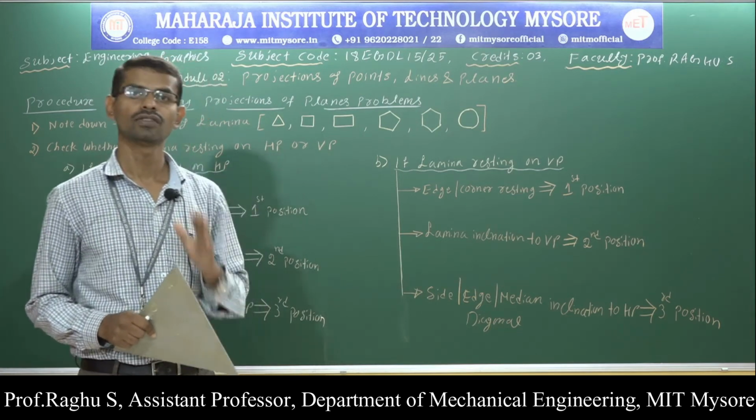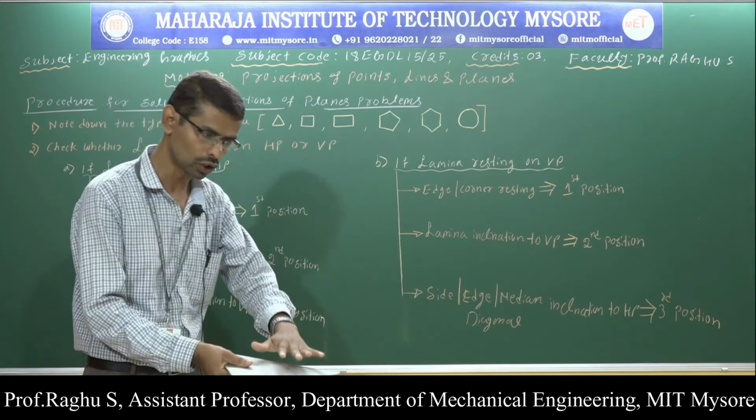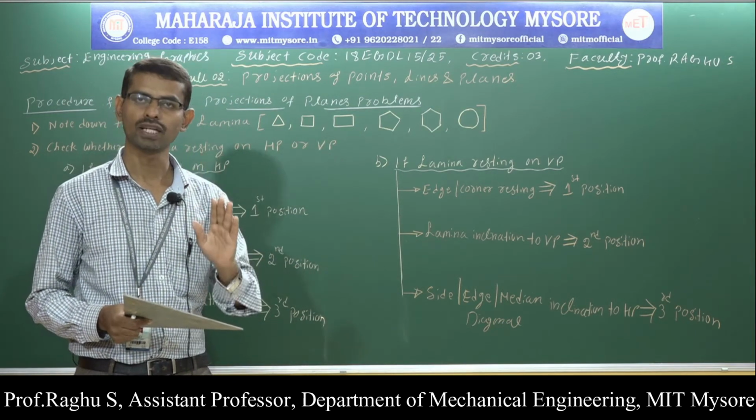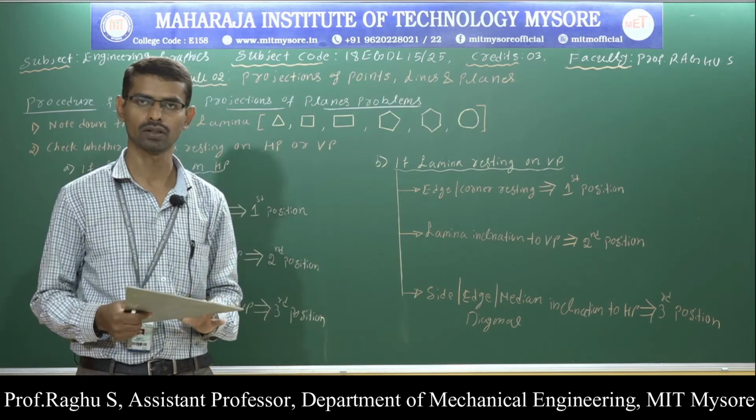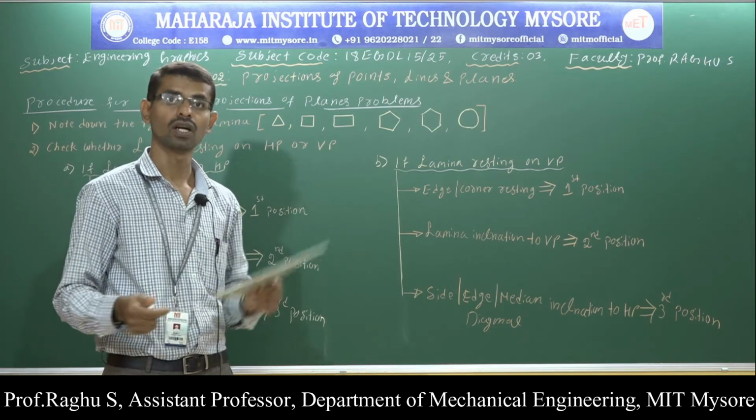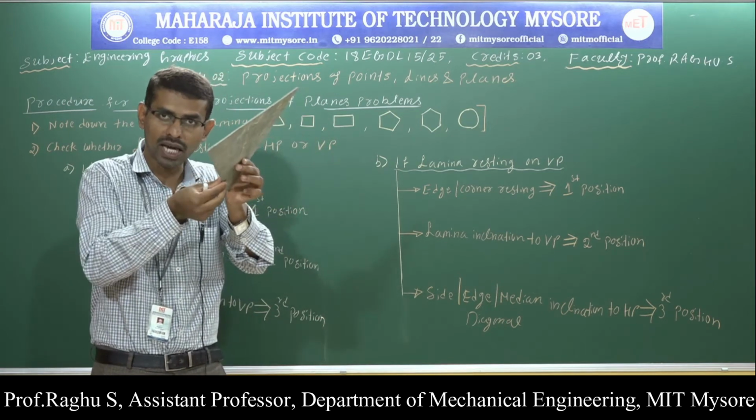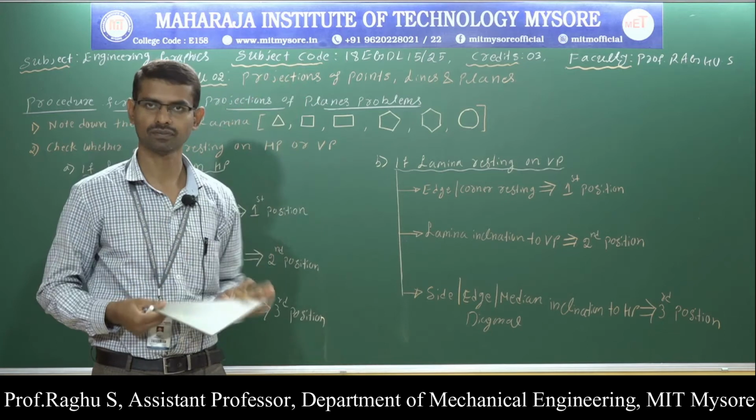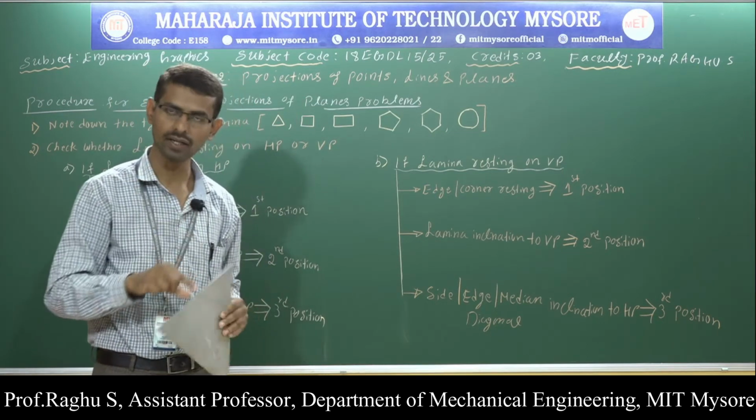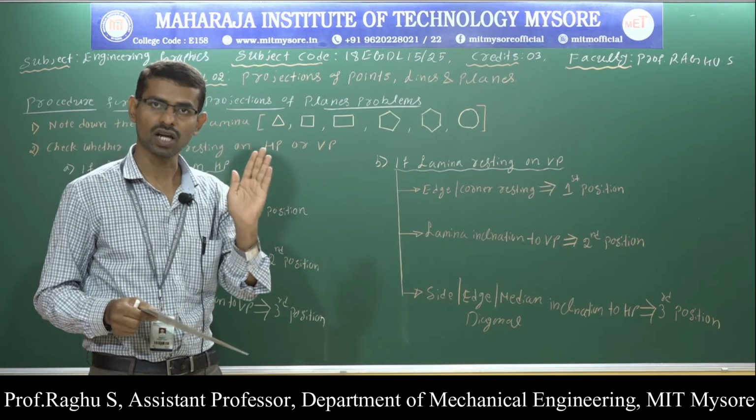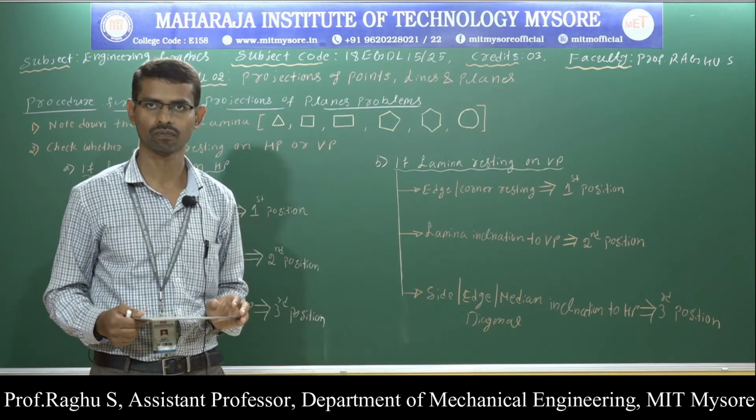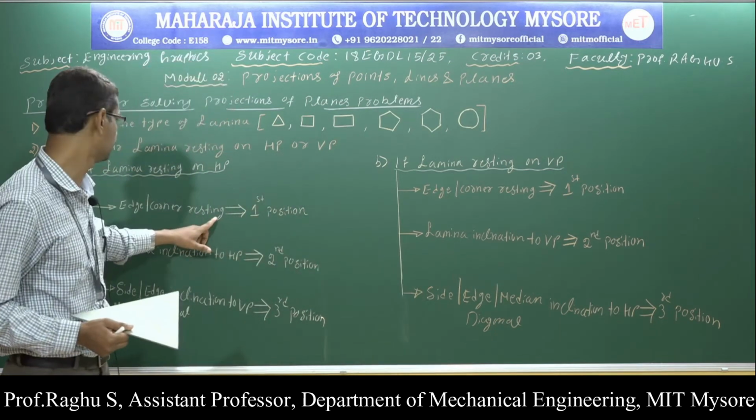Second, check whether the lamina is resting on the horizontal plane or the vertical plane. Suppose the lamina is resting on the horizontal plane, next check whether the lamina is resting on a side or a corner. Suppose the lamina is resting on HP on a side, next take the resting side towards the left side and draw the front view and top view. That is called the first position.